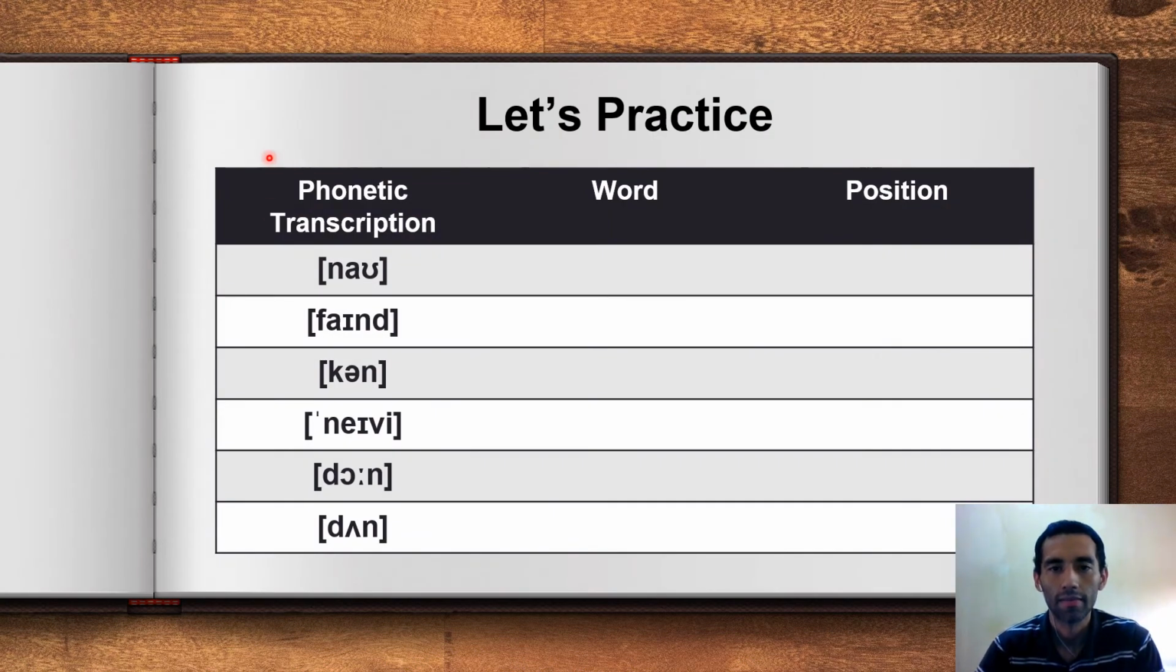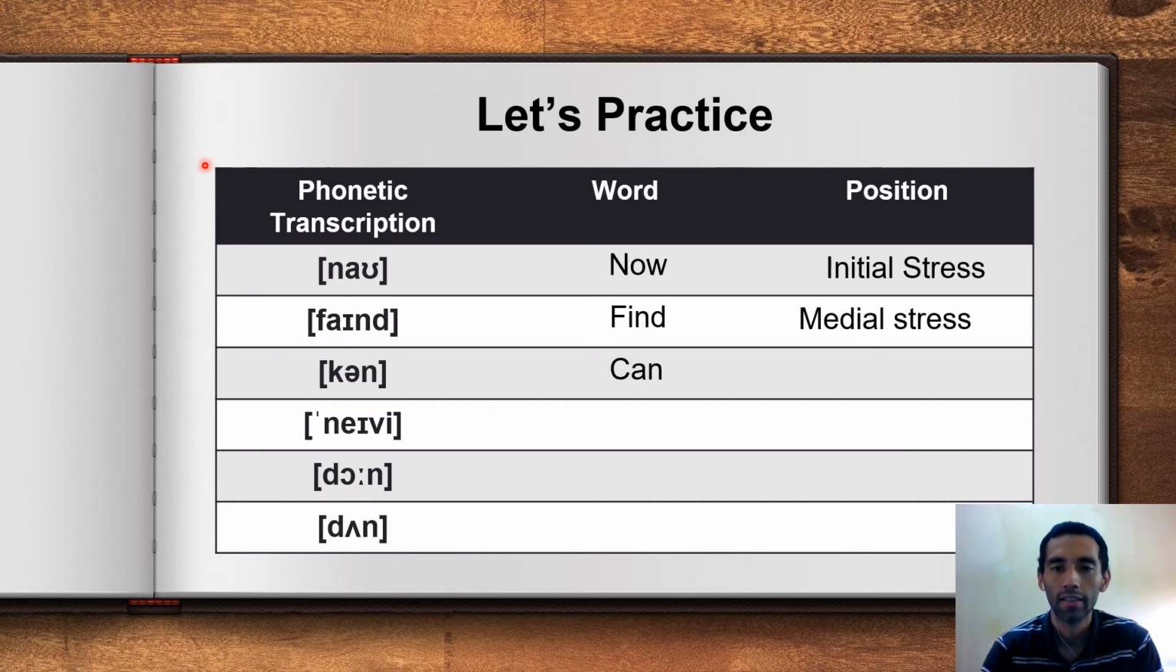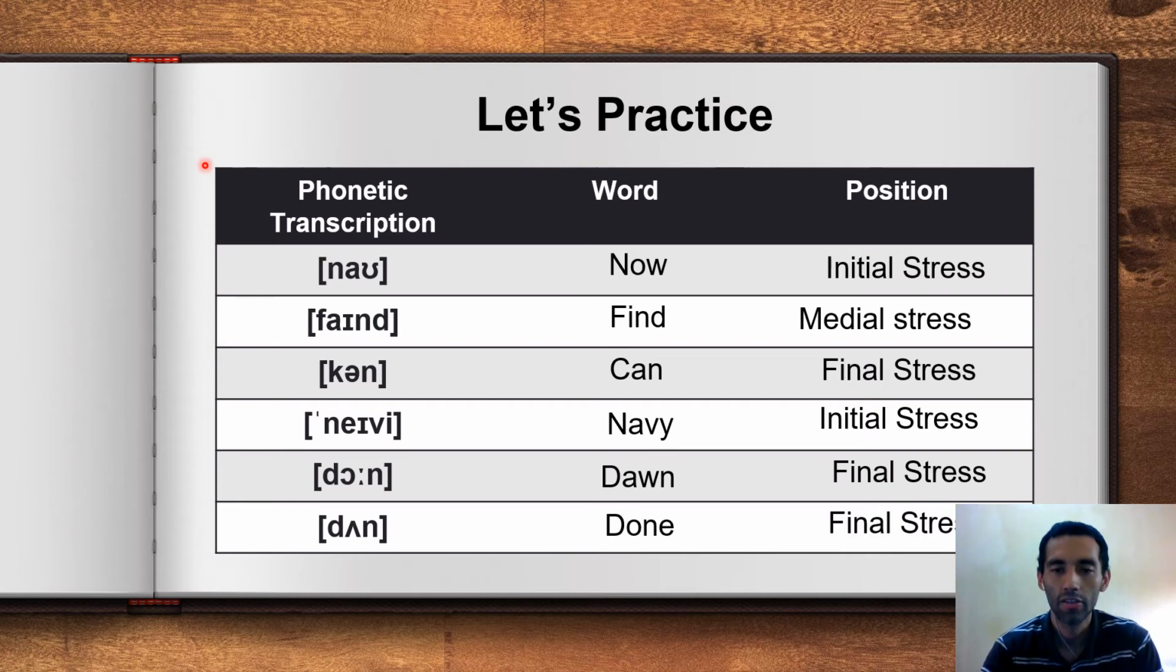Now let's practice the N sound. Here we have the phonetic transcription, then we will see the word and the position of the N sound. We have the word now in initial, fine in medial, can in final, navy in initial, down in final, and done in final too. You can repeat this exercise later. Let's continue.